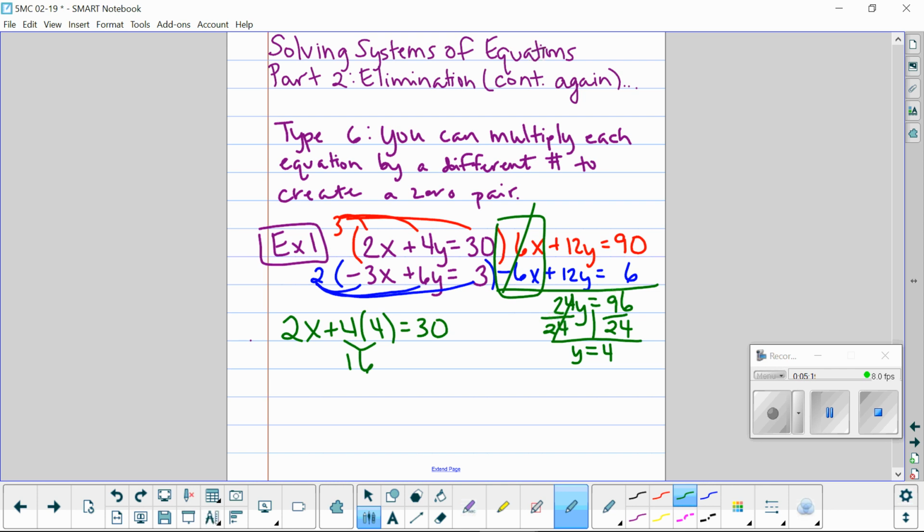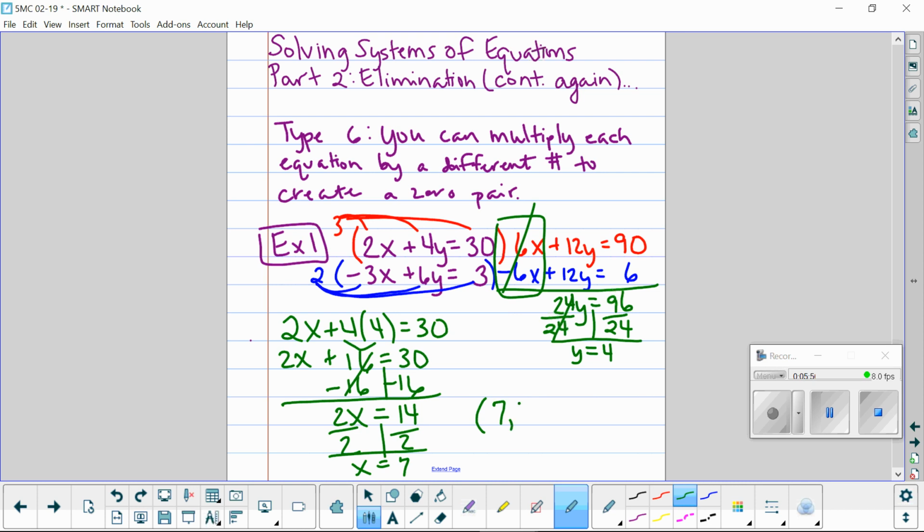And then I simplify. 4 times 4 is 16. Everything else comes down. And then it's wall, floor, subtract 16 from both sides. So that 2x equals 14. And then one more wall, floor, divide by 2. And 14 divided by 2 is 7. So the last step is to write my answer as an ordered pair. So 7, 4, x comma y. And that's a type 6.